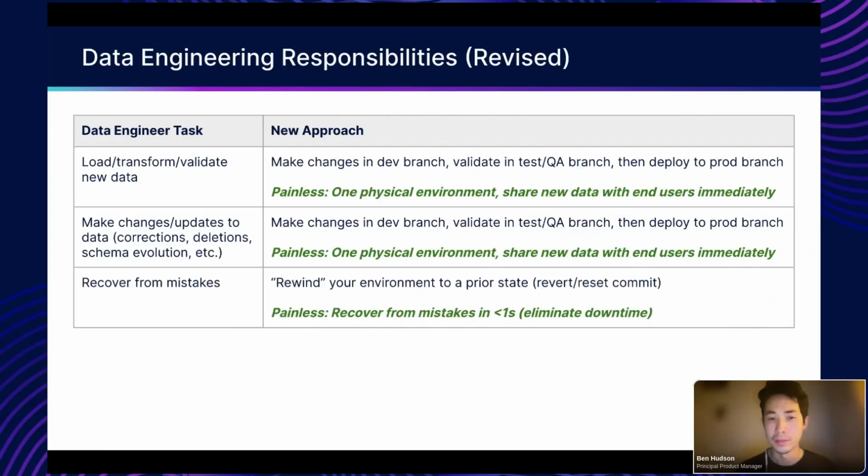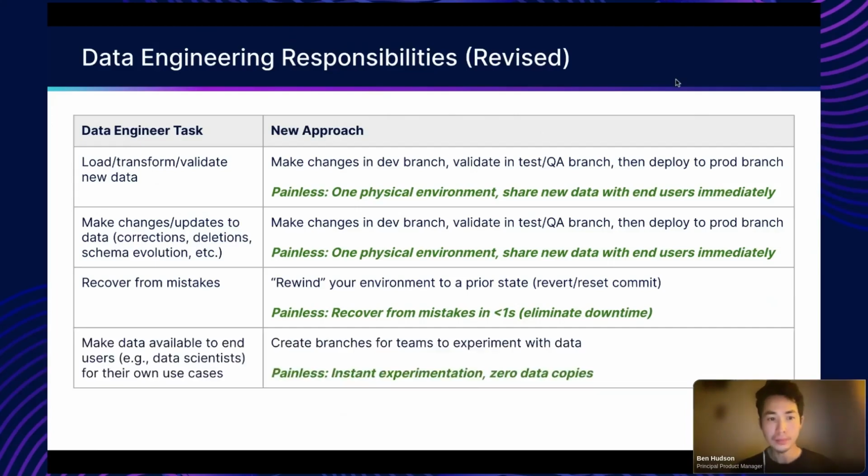When something does go wrong, again, just like Git, because everything is commit based, you can rewind your environment to a prior state. So instead of spending days of downtime and risking a lot of money from not being able to analyze data and make decisions, you can recover from mistakes in less than a second. So eliminate data downtime.